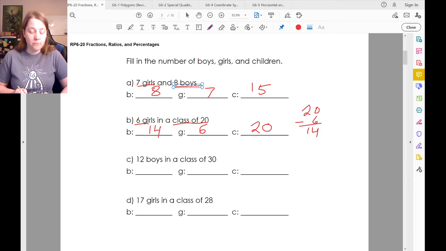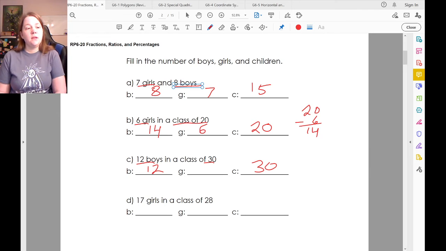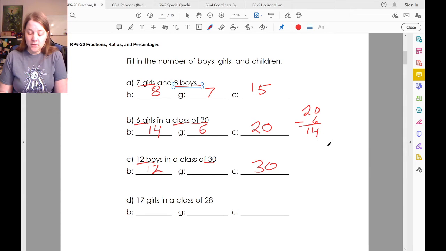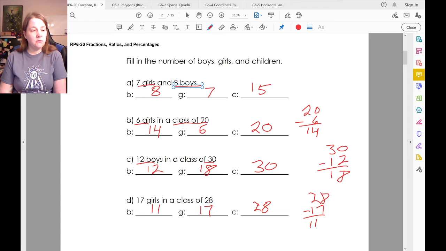What about the number of boys in a class of 30? Well, the class is 30, the number of boys is 12, and if the only thing left is the number of girls, we would take 30 minus 12, and we would get 18. And what if there are 17 girls in a class of 28? Well, the class would be 28, the number of girls would be 17, and if the number of boys is all there is left, it would be 28 minus 17, or 11.